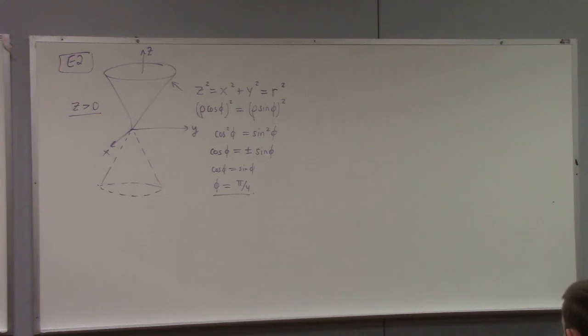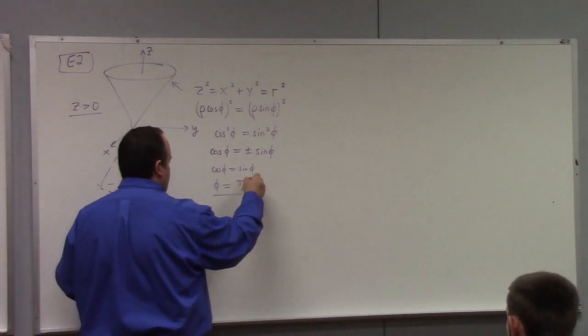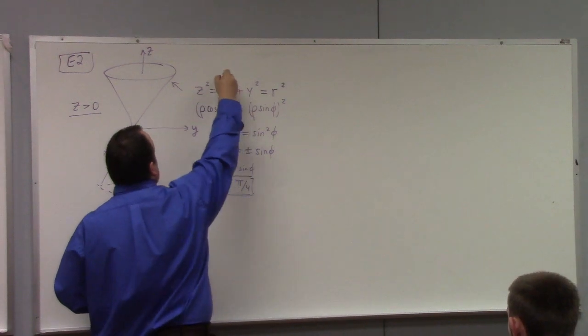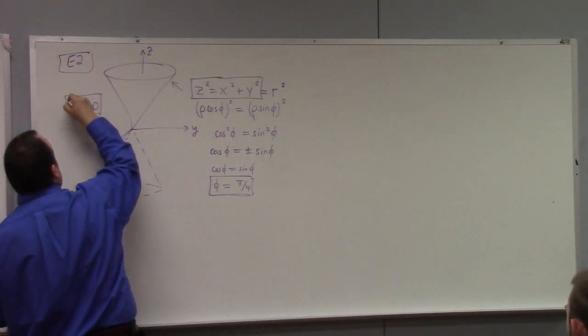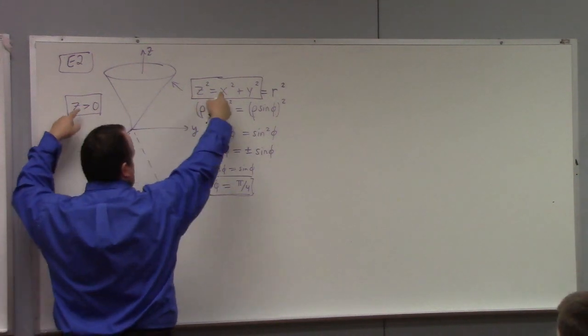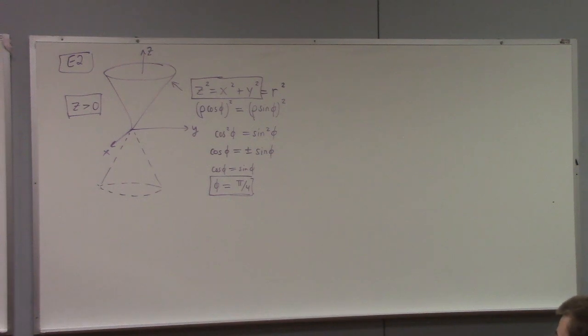So the equation for the cone is very silly. It's just phi equals pi over 4. That's the equation for the cone in spherical coordinates. So this right here is equivalent to this right here, paired with that. So these two things are that. What's a parameterization of the cone?